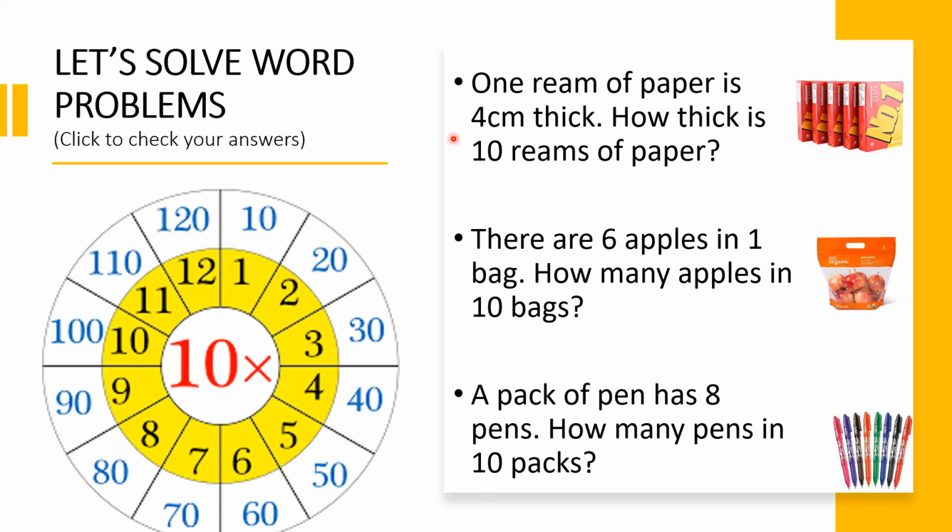Now our question says 1 ream of paper is 4 centimeters thick. Now 1 ream is just one of these paper boxes you see here. Just 1 ream is 4 centimeters thick. Now it says, how thick will 10 reams of paper be? Assume that we have 10 reams of paper here. Only one is 4 centimeters. How thick will 10 reams be? Okay, 10 packs. How thick will everything be all together? What do you need to do?